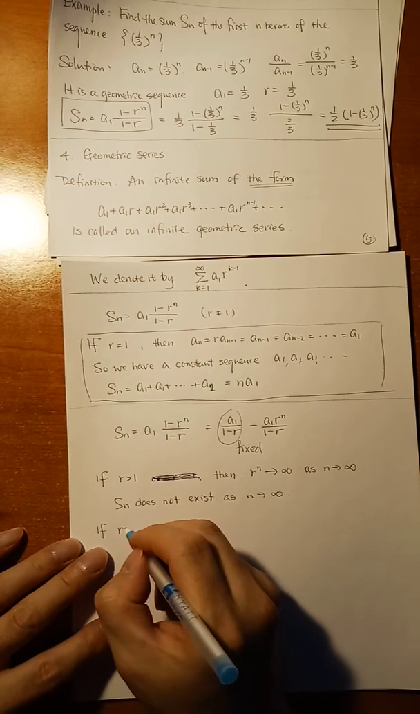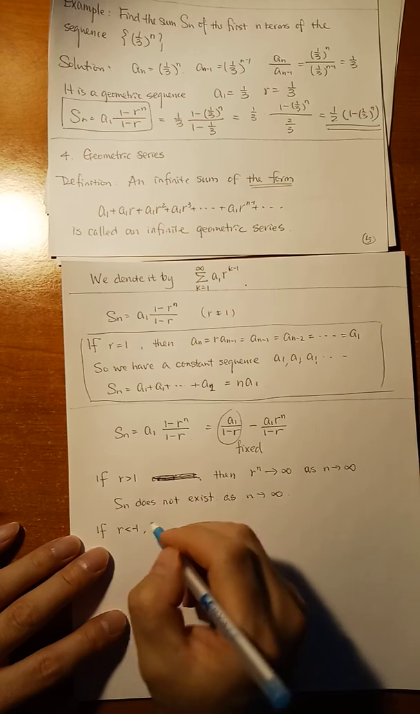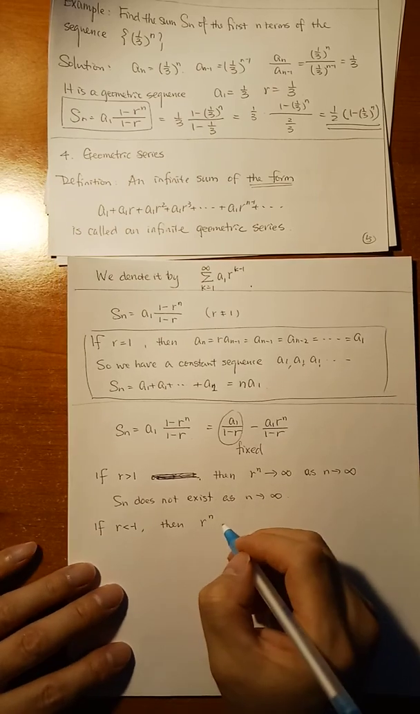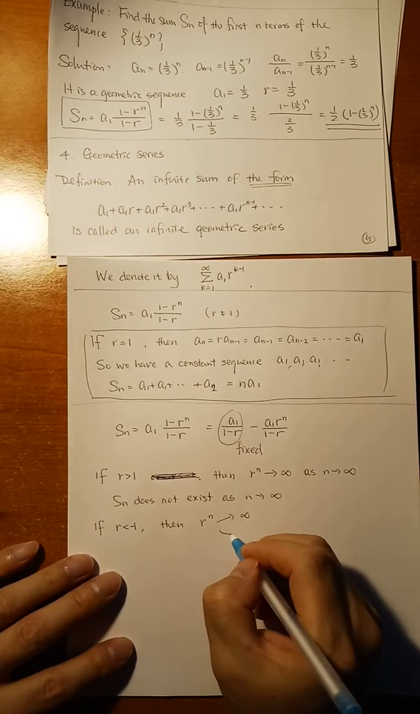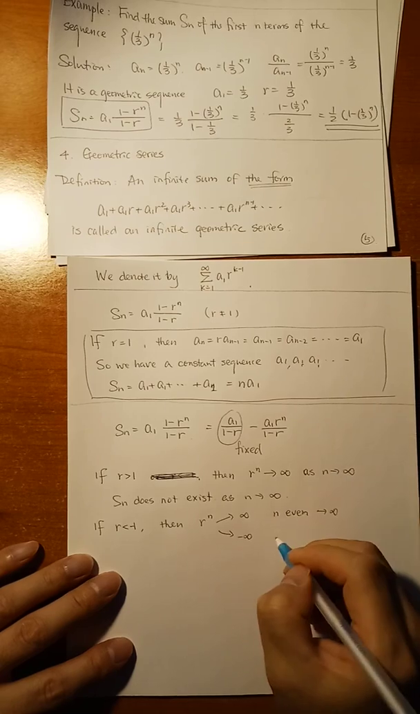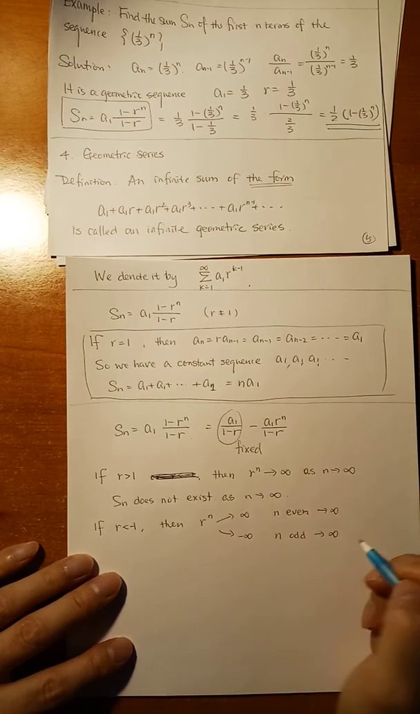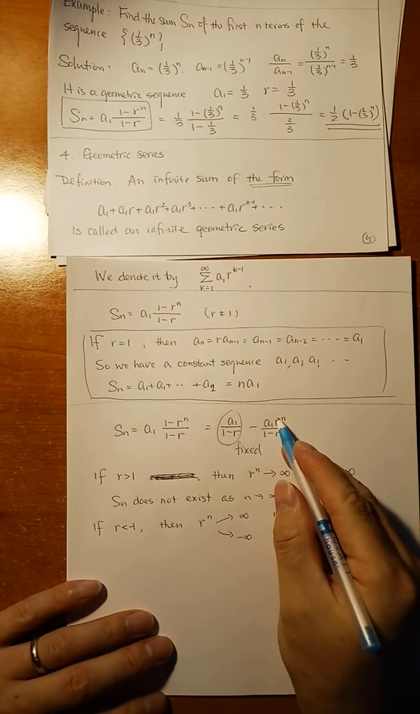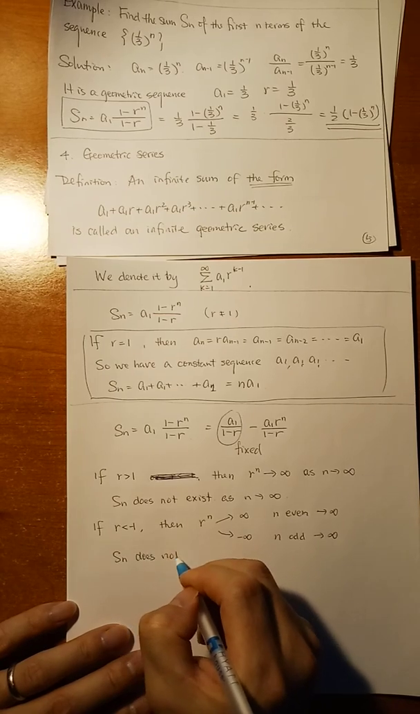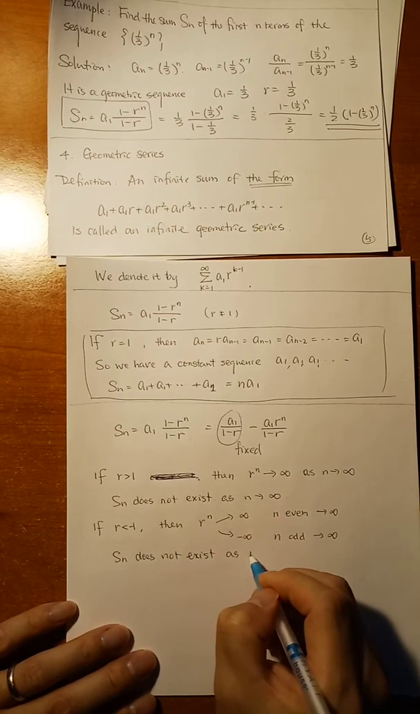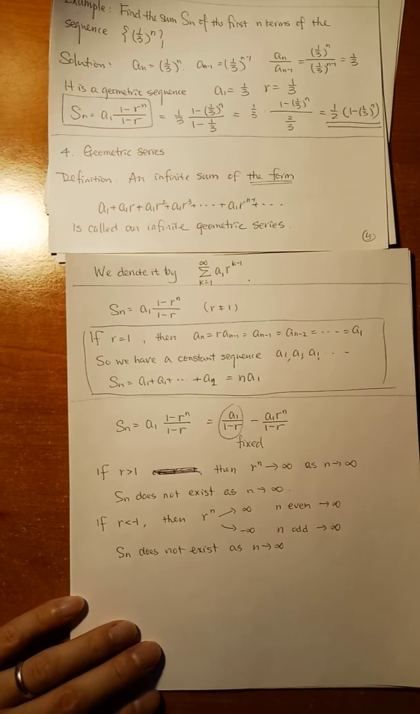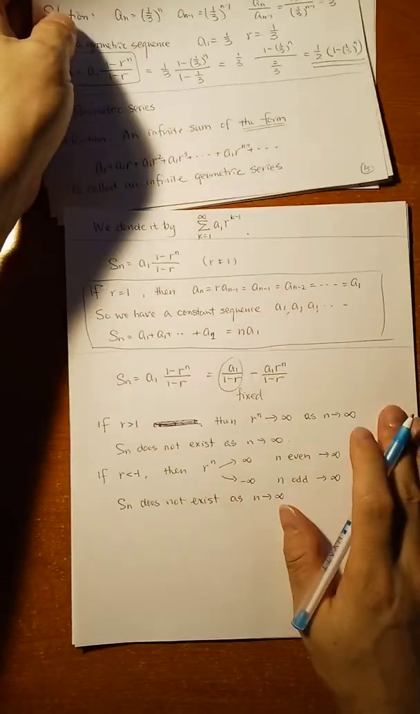If r is less than negative 1, then r to n will approach positive infinity or negative infinity as n approaches infinity, for n even or n odd. So either way, it will be either positive infinity or negative infinity. Sn still does not exist as n approaches infinity. You will get either very large positive or very large negative values. So there's no such number. The number does not exist.